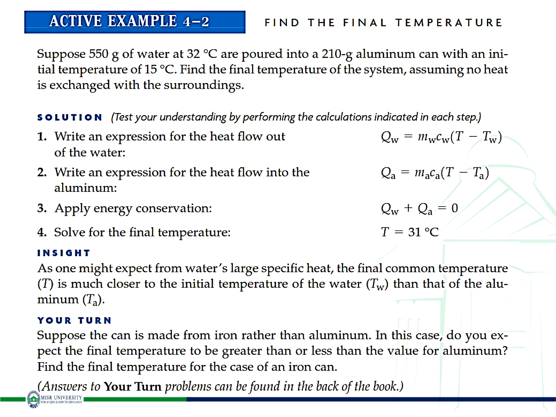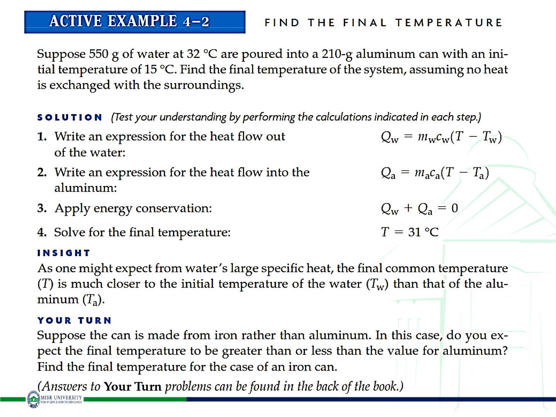It's satisfying to see the numbers align. The insight here is crucial, as one might expect from water's large specific heat. The final temperature, T, is much closer to the initial temperature of the water, TW, than that of the aluminum, TA. This is a fantastic point. Water has a very high specific heat capacity compared to most other substances, including aluminum.